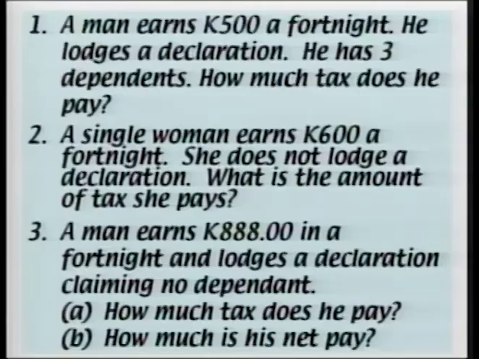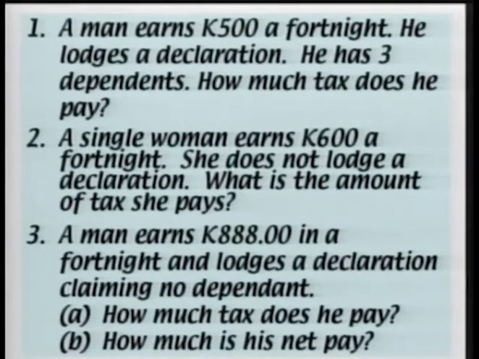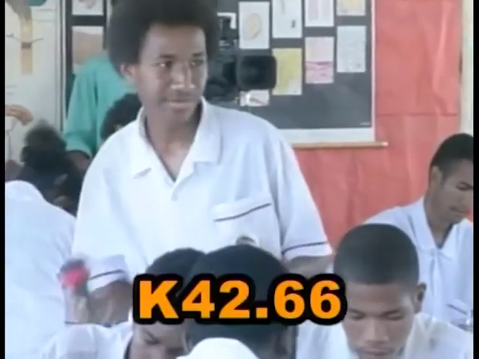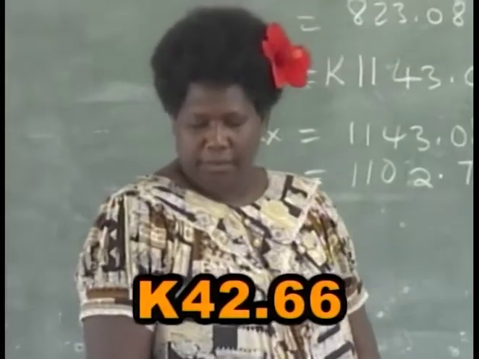Okay, number one. A man earns 500 kina a fortnight. He lodges a declaration and says he has 3 dependents. How much tax does he pay? Pondrile, your group. 42 kina 66 toya. All agree?